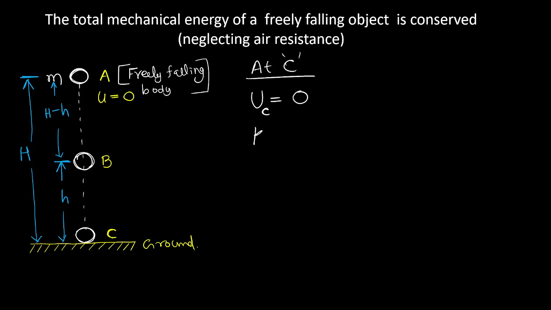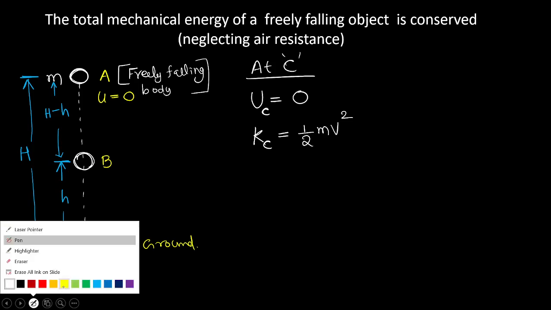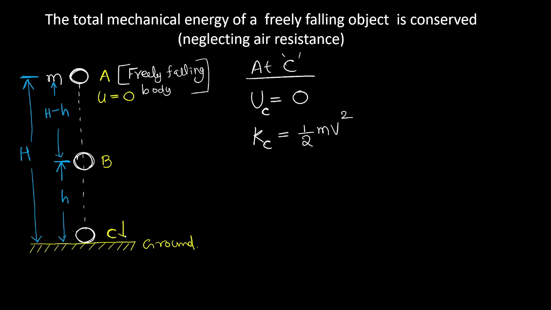But kinetic energy Kc has the formula half mv square. The problem is I don't know the velocity at C. Just before hitting the ground, the body will have a certain velocity v that I don't know.